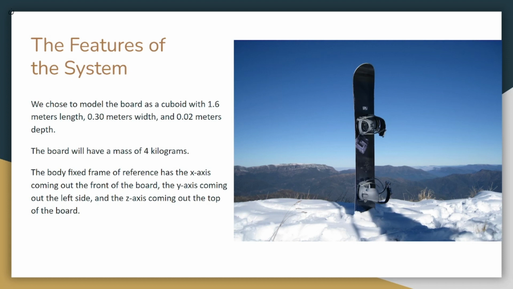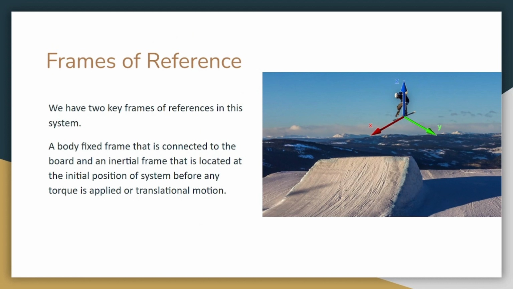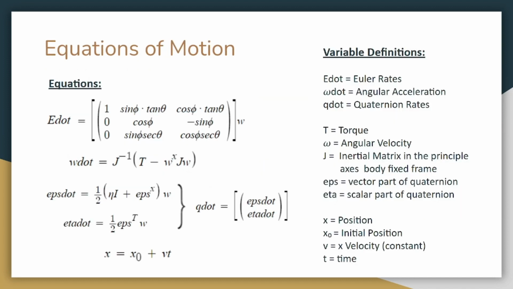The body fixed frame of reference has the x-axis coming out the front of the board, the y-axis coming out the left side, and the z-axis coming out the top of the board. This is our resulting inertial matrix. In this system, we had two frames of reference, a body fixed frame that is connected to the board and an inertial frame that is located at the initial position of the system before any torque is applied. These were the equations of motion we used to describe both the translational and rotational motion of the snowboard.